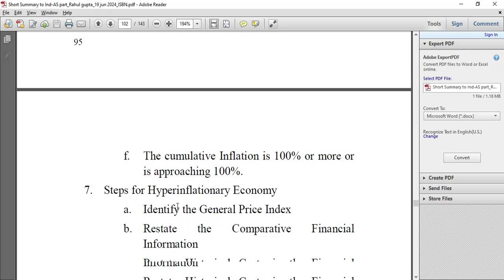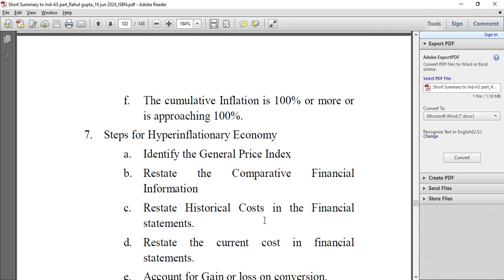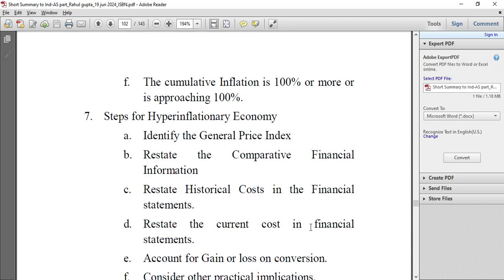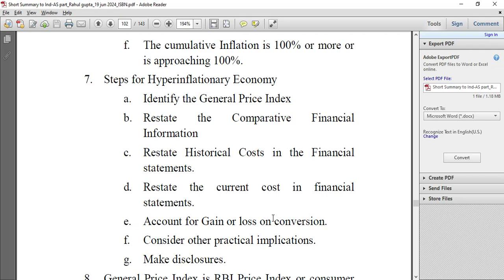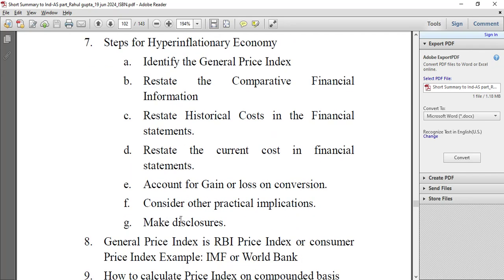Steps for hyperinflationary economy. Identify the general price index. Restate the comparative financial information. Restate the historical costs in the financial statements. Restate the current cost in the financial statements. Account for gain or loss on conversion. Consider other practical implications. Make disclosures.